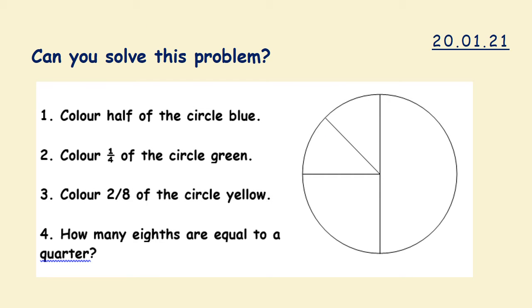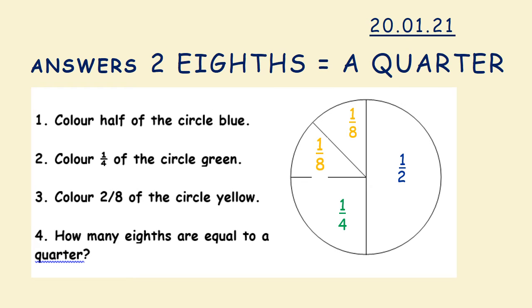Now try this problem. Step 1, colour half the circle blue. Step 2, colour 1/4 of the circle green. Step 3, colour 2/8 of the circle yellow. And the question is, how many eighths are equal to a quarter? The answer is 2/8 equal 1/4.